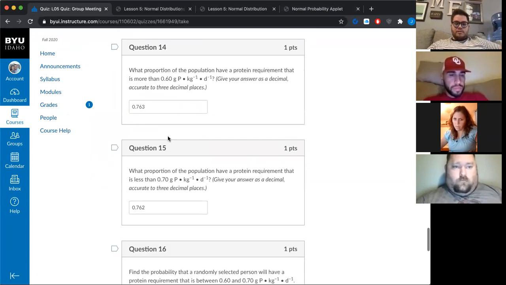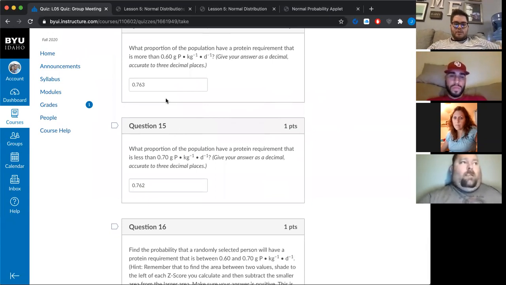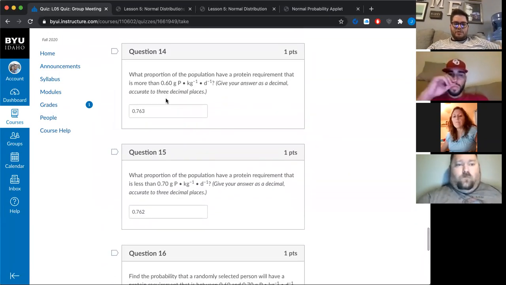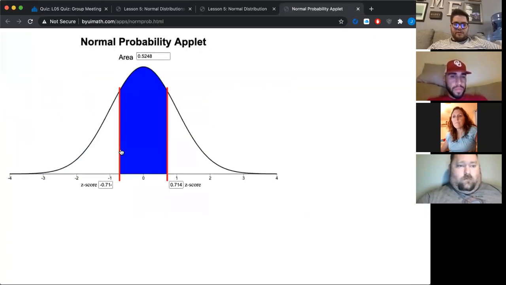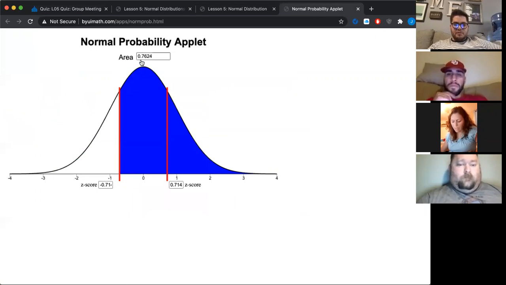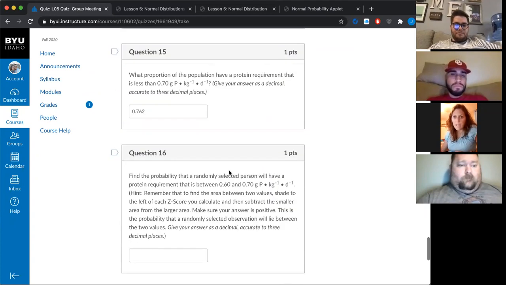No, because if it's 0.60 grams, you're going to subtract 65 from 60, which gives you negative 5, and then 70 minus 65 is positive 5. So that gives you the same thing. So that makes me want to change our answer in number 14 to be 0.762, because it's going to be greater than. Because if you look at this and you just take off those two, and add this, 0.762. Okay. Yeah, I think we should.